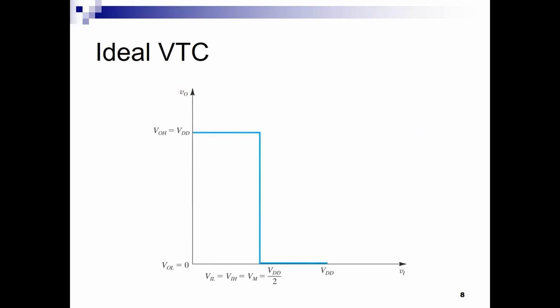Okay, an ideal inverter is an inverter where VOH equals VDD and VOL is a perfect zero. The high gain zone is restricted to 1 point, meaning VIL equals VIH equals VDD over 2. Also VM is at VDD over 2. So this is the most perfect inverter that I would be interested in obtaining.